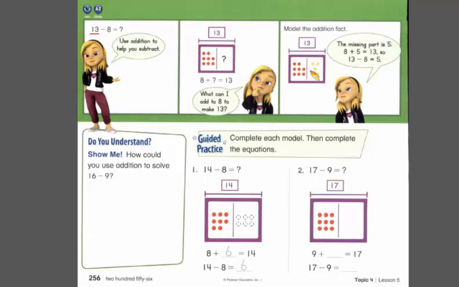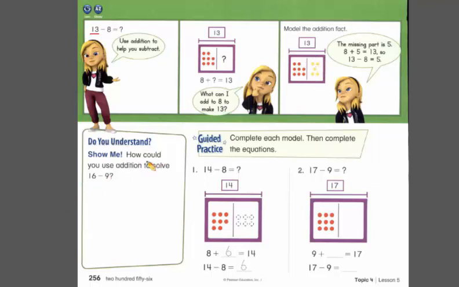So how can you use addition facts to help you solve subtraction facts? If I know the two parts that make the whole, I can tell what part will be left over when one part is subtracted from the whole. Here, the missing part. One more time.